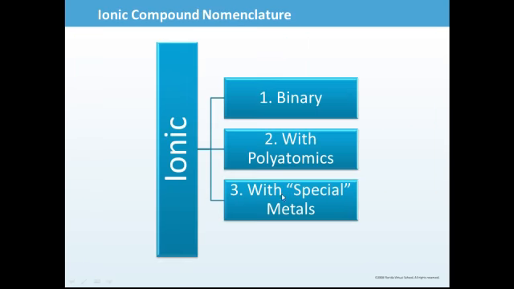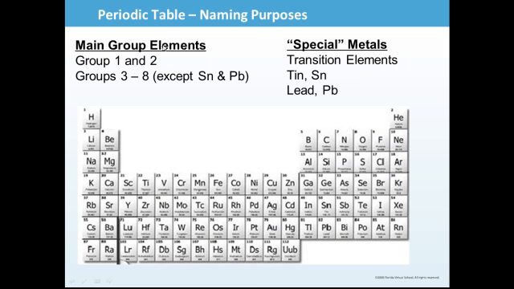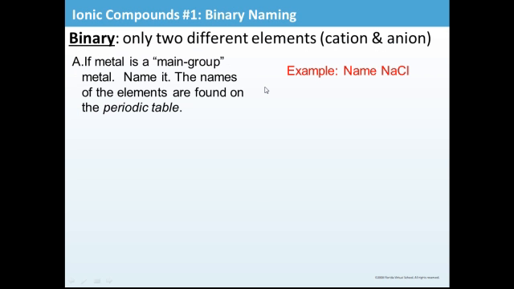There are three types of ionic compounds. Anytime we say main group element, this is what we're referring to: group 1, group 2, and then groups 3 through 8. Our special metals are what we refer to as the transition metals in the middle of the periodic table, lead and tin. So later, when I say, is this a special metal, this is how you're going to know what I'm referring to.